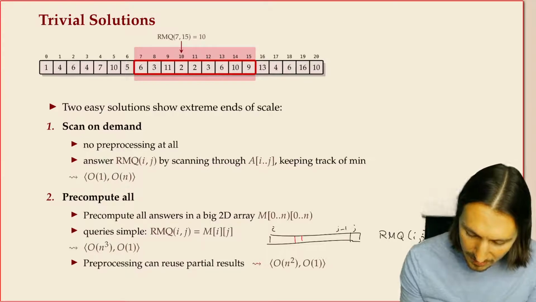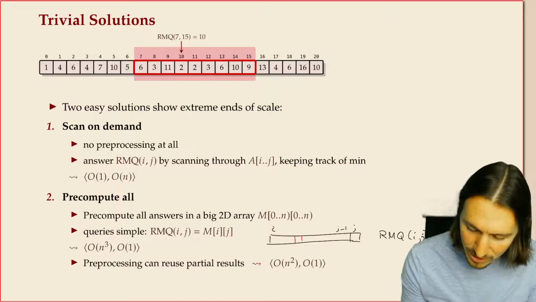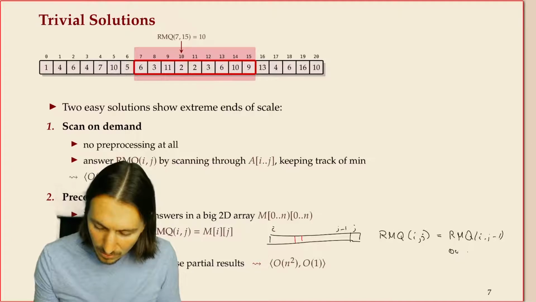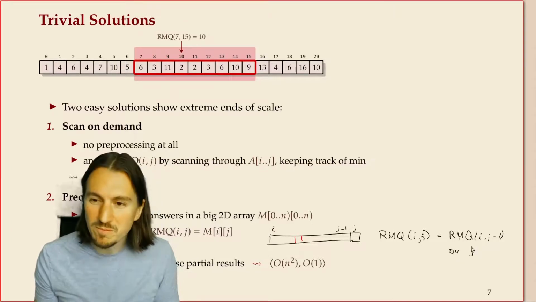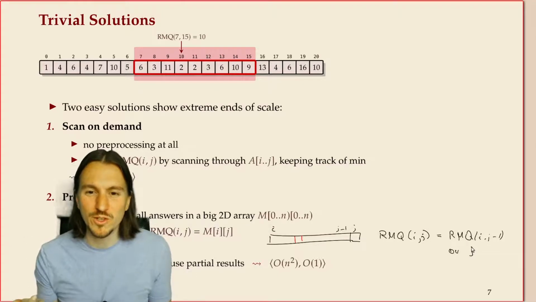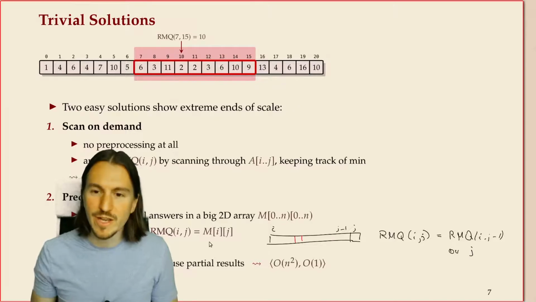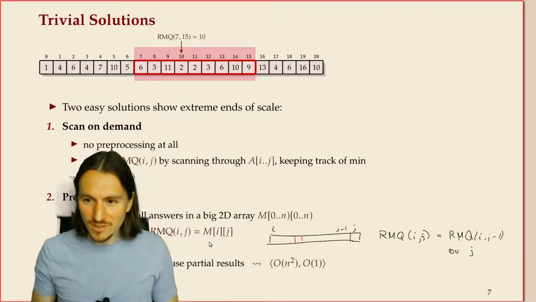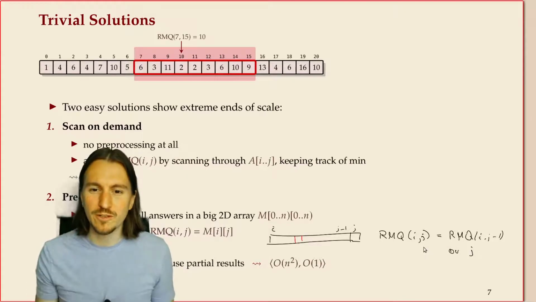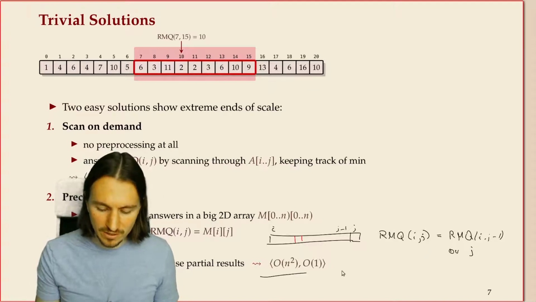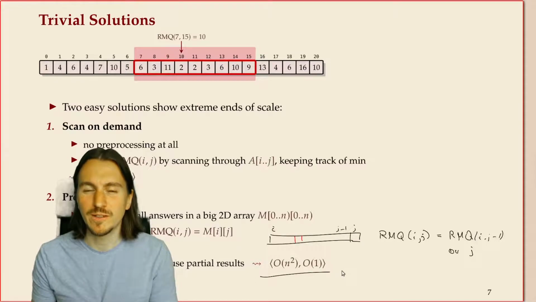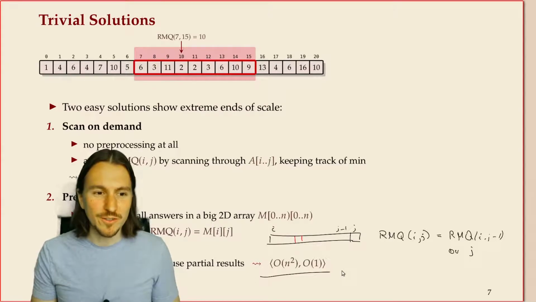is either RMQ(i, j minus 1), this you cannot see, or the result is j. And these are two different options. So you can take constant time to compare the values at that position and then insert into your array M whichever was the smaller one. So by filling the array in a somewhat smart order, going from those with a small range to those with a bigger range, is enough to get this result: quadratic pre-processing time, constant query time. That's what you can easily do.